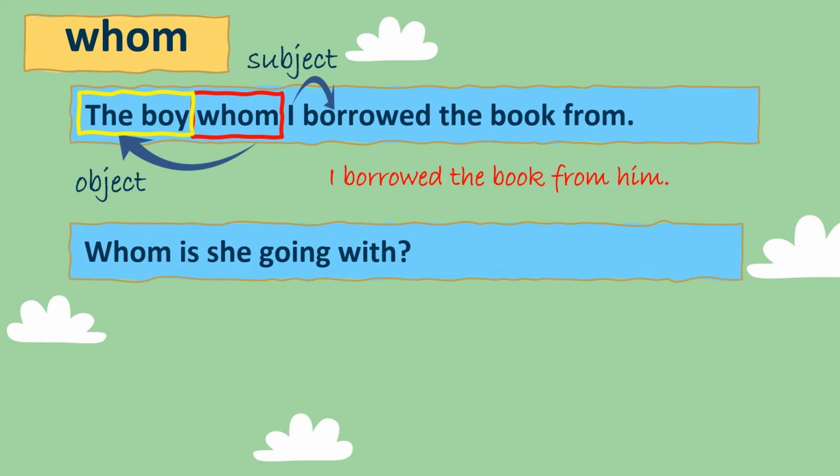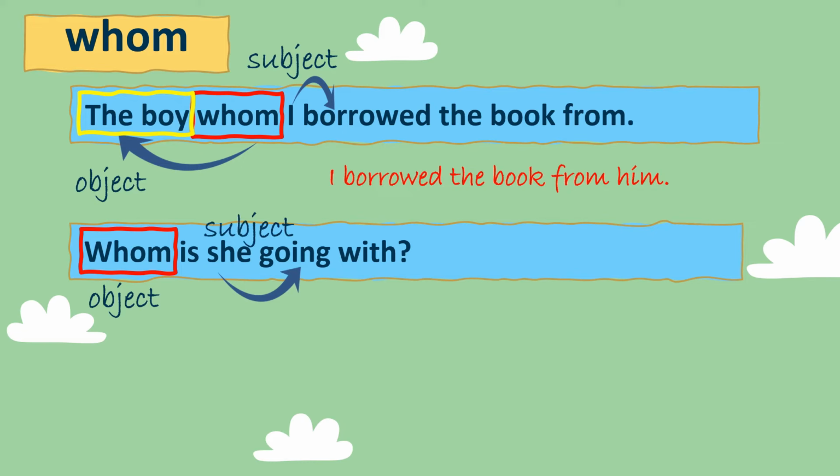Alright, the next one is a question. So in this question we use the relative pronoun whom. Why? Because we are asking about the object. Macam mana nak tahu? Okay, because actually if you look closely in this question, she who is going, she is the one who is doing the action. Dia yang pergi. So dia pergi dengan siapa? So siapa is the object for this question. Alright, so that is why in this question we use the relative pronoun whom instead of who.